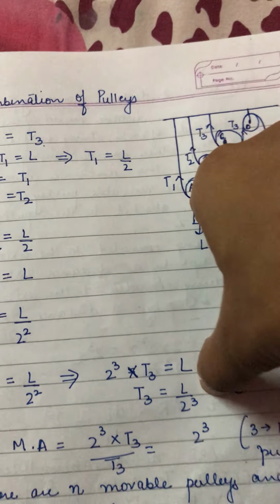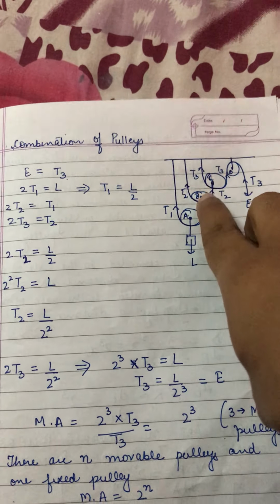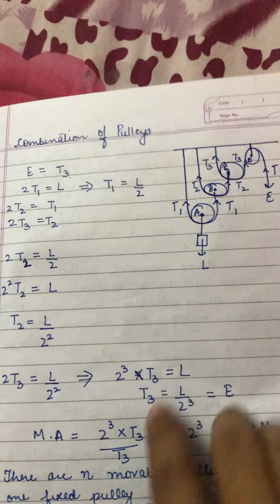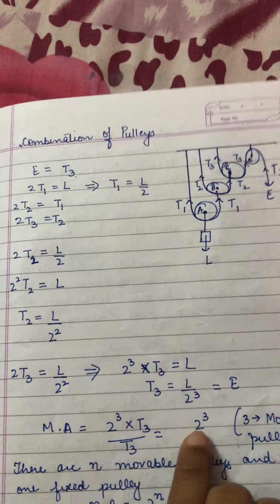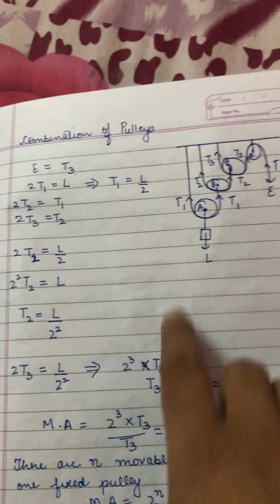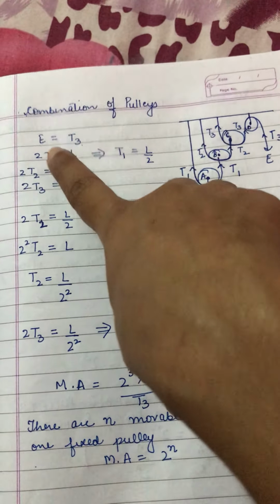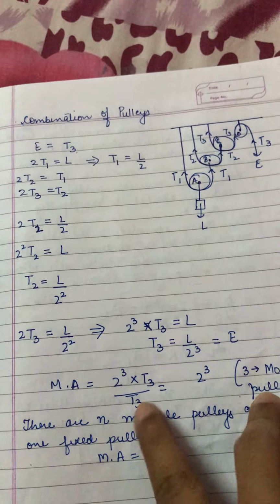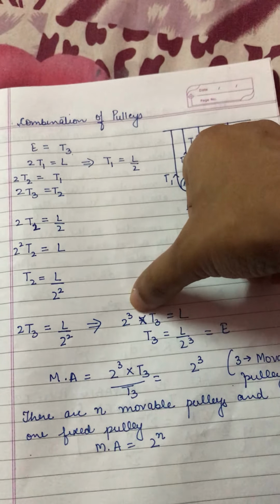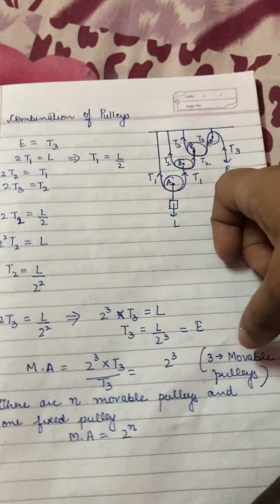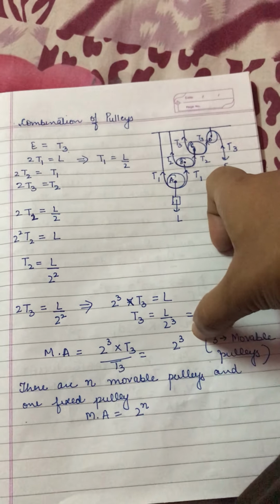It's coming out to be 2 cube. Now how many movable pulleys do we have here? 1, 2, 3. Okay? So what here we are getting? That load is equal to 2 raised to the power 3. 3 pulleys, third power. So mechanical advantage is equal to load upon effort. Effort is T3. Load is coming out to be 2 cube T3. Put down the values. So we are getting 2 cube, 3 movable pulleys, so 2 cube.